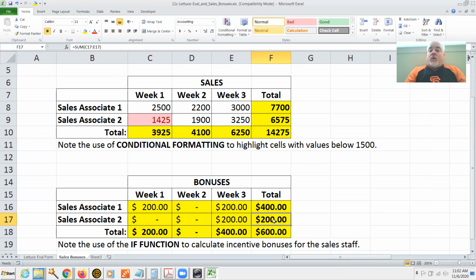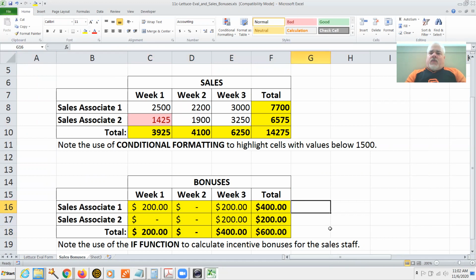And for accounting purposes, for paycheck purposes, I need to know what each person is getting. For accounting purposes, budgeting purposes, I need to know the totals as well. So all of my totals are there. So I'm using the if function to calculate my incentive bonus that I'm giving to my sales associates.